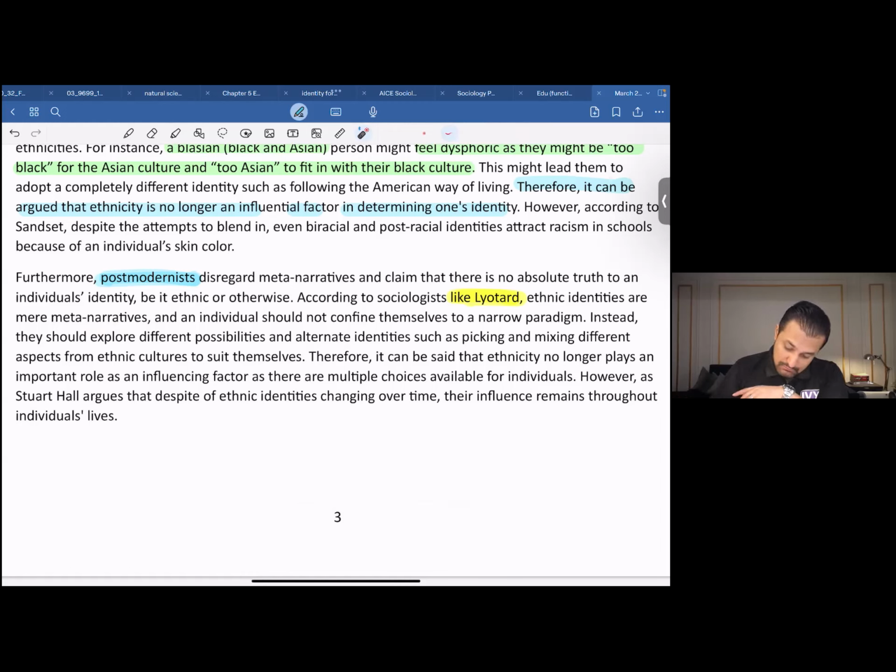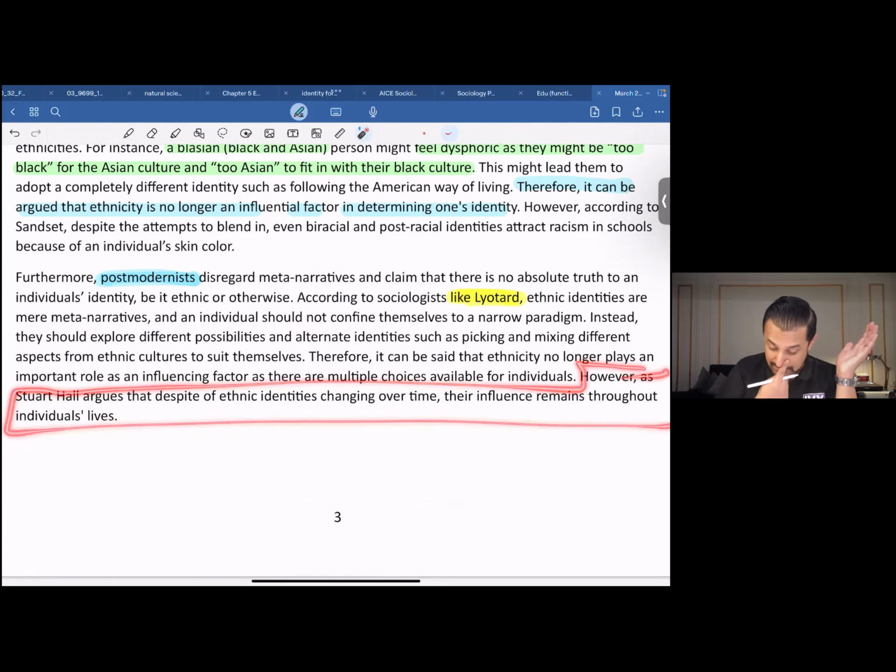Therefore, it can be said that ethnicity no longer plays an important role as an influencing factor, as there are multiple choices available for individuals. However, Stuart Hall argues that despite ethnic identities changing over time, their influence remains throughout an individual's life. Stuart Hall, you'd know about him more when you'd be studying media in A2.